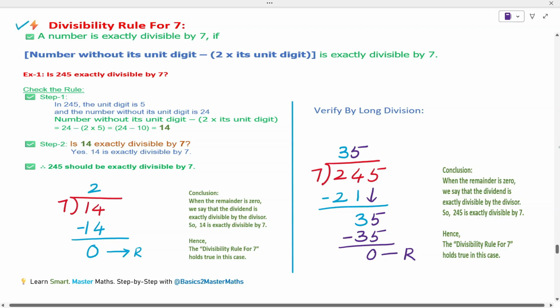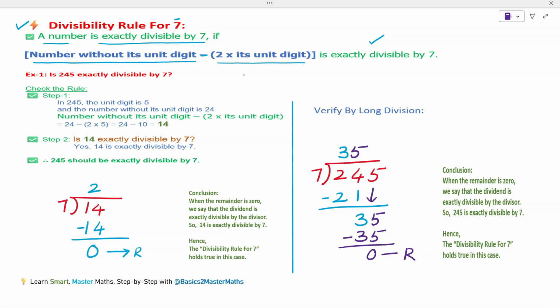Today we are going to discuss the divisibility rule for 7. It says that a number is exactly divisible by 7 if the number without its unit digit minus 2 multiplied by its unit digit is exactly divisible by 7. Got it? Let us try to understand this rule with an example.